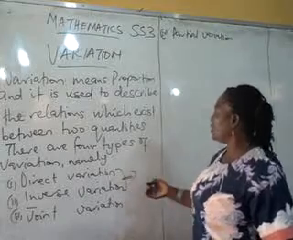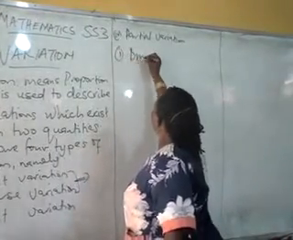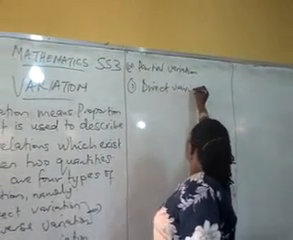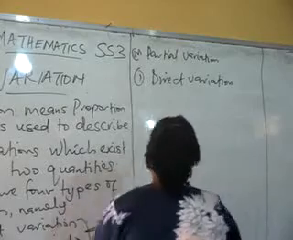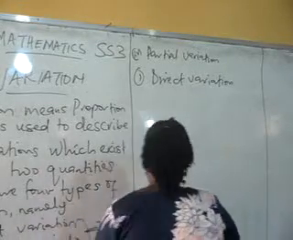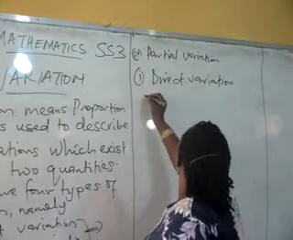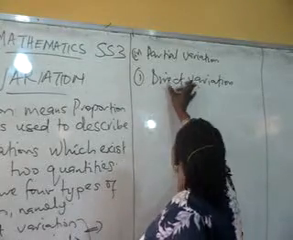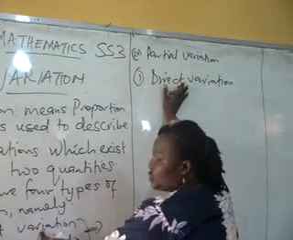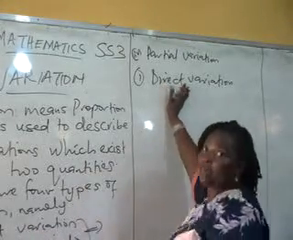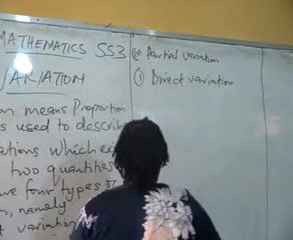Now, direct variation. What do we mean by direct variation? So the first one, direct variation. Let's just take I will just explain direct and inverse variation briefly, then move on to take examples on joint variation. Let's take direct variation as this.